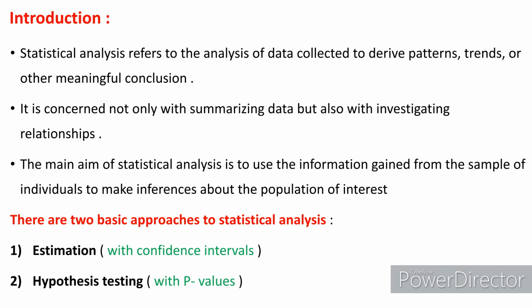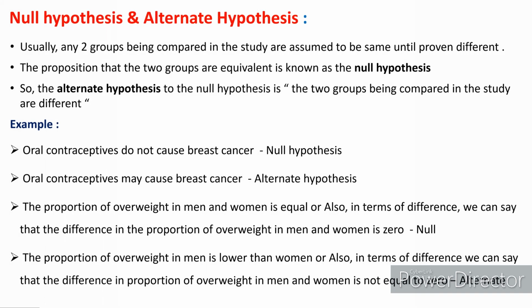So basically there are two approaches for statistical analysis. One is estimation, that is through confidence intervals, and the other is hypothesis testing using p-values. So now let's understand what is null and alternate hypothesis. Usually any two groups being compared in the study are assumed to be the same until proven different. The proposition that the two groups are equivalent is known as the null hypothesis. That means no difference. So the alternate hypothesis to the null hypothesis is that the two groups being compared in the study are different. So that is, there is some difference.